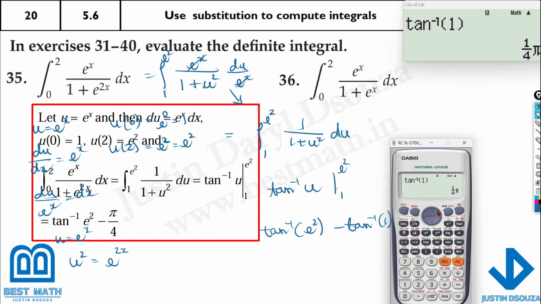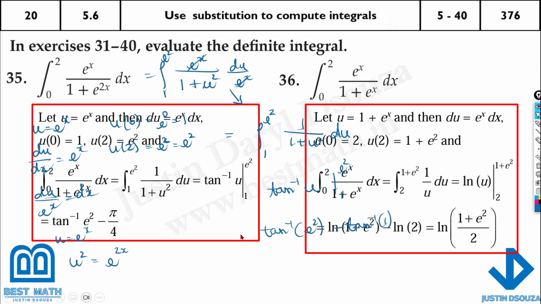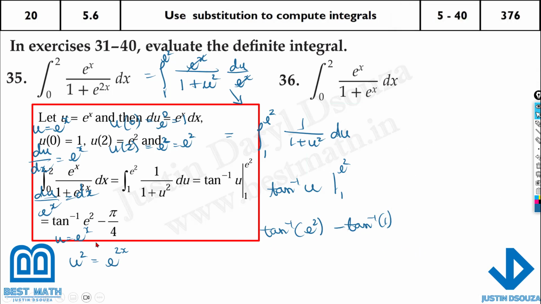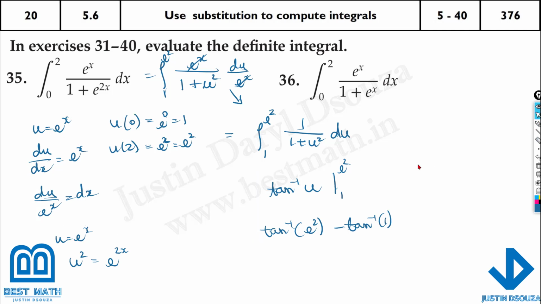And we do not need to simplify this because tan inverse of e to the power 2 is some weird value. Rather than that, we'll just leave it like this. You can just finish this answer off by writing tan inverse e squared minus pi by 4. That's the final answer over here.